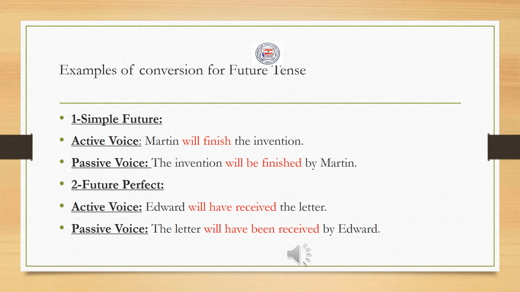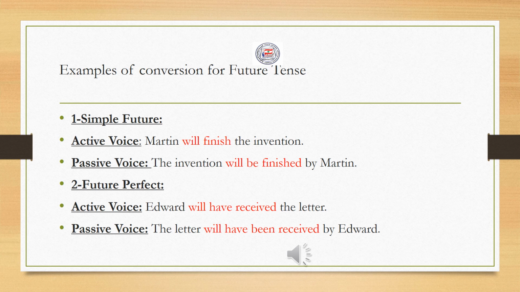Now we'll move on to examples of conversion for the future tense. The first one is the simple future. The active voice sentence is: Martin will finish the invention. To change it into the passive voice, the invention becomes the subject of the sentence. Then we move on to will. We keep it as it is. Verb to be is used in the infinitive form, plus the past participle of the main verb finish, as finished, because it's a regular verb.